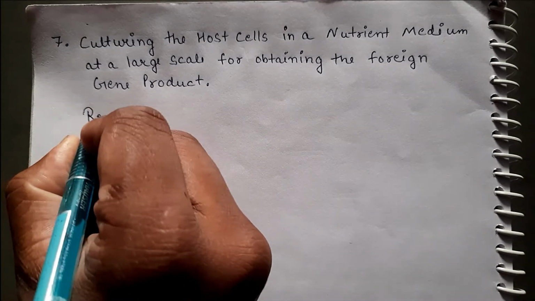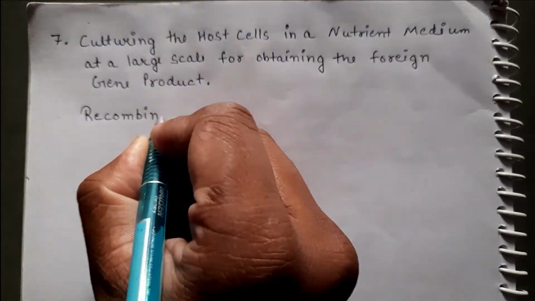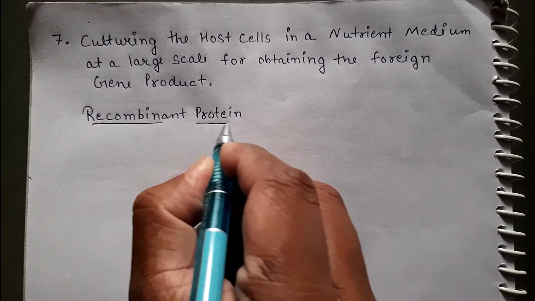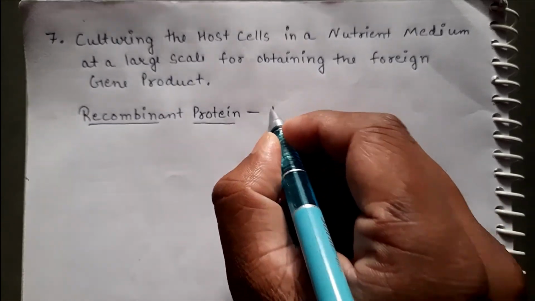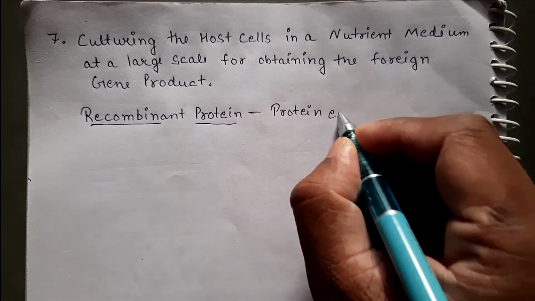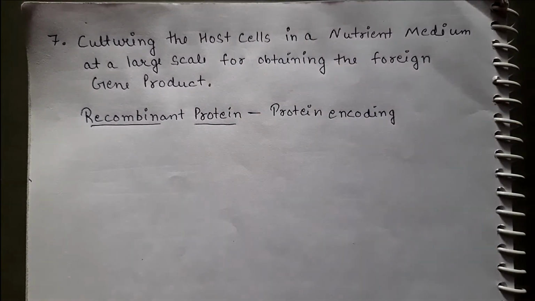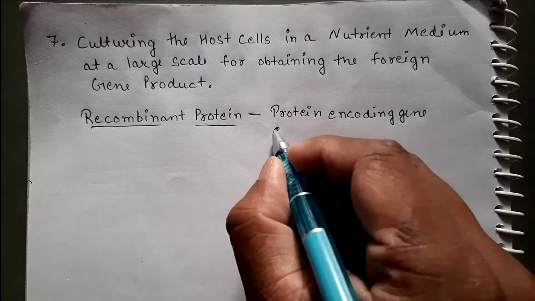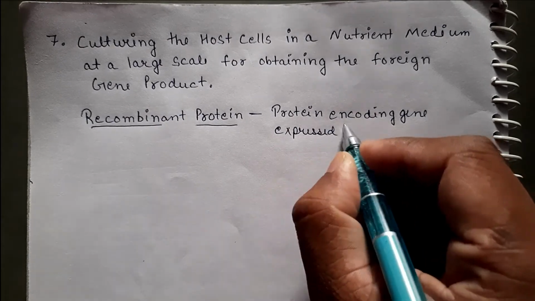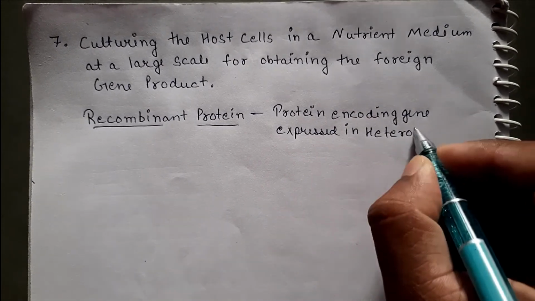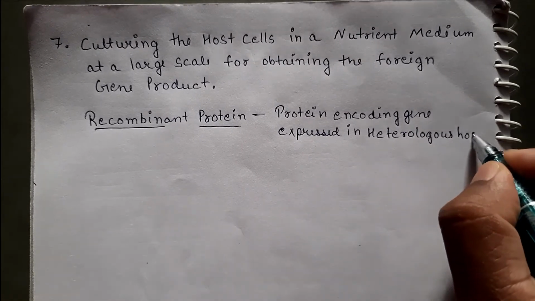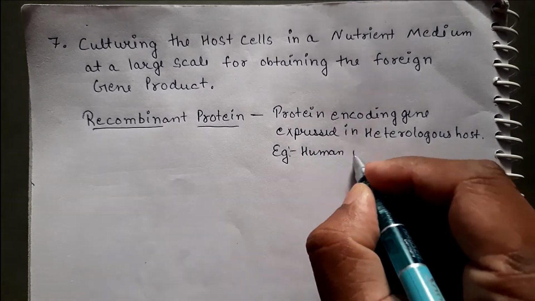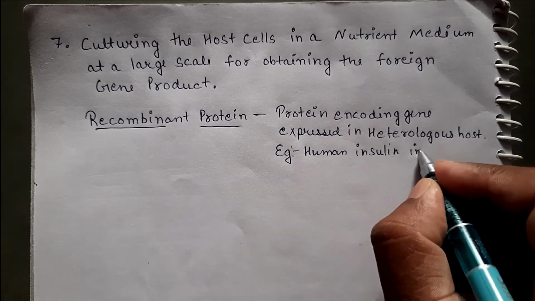Now an important point comes which is related with RDT, that means recombinant protein. A question can come in exams too: what is recombinant protein? So you have to study this: it is a protein-encoding gene expressed in a heterologous host. That means if a protein-encoding gene is inserted in a heterologous host and that host produces that protein, this protein is called recombinant protein, and the best example of this is human insulin protein, which is formed by E. coli.